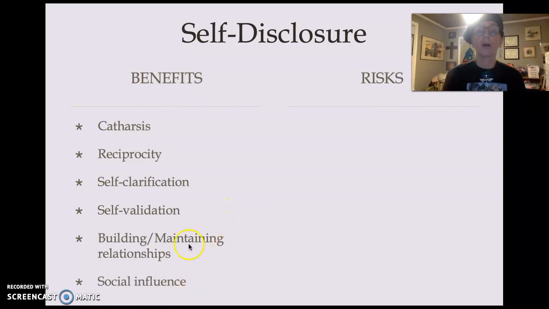Okay. We also self-disclose to have social influence. We might disclose something to try to influence someone about an issue, about how we feel or about their attitudes towards something. Here are the risks. The obvious risk is rejection. People aren't going to like what you have to say. There's always that chance.